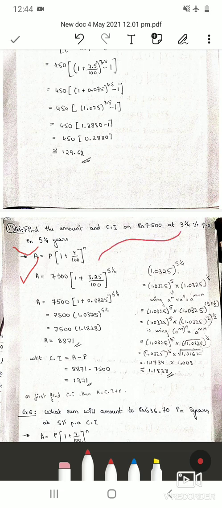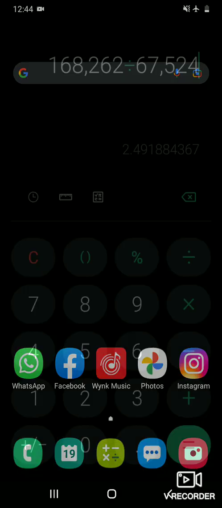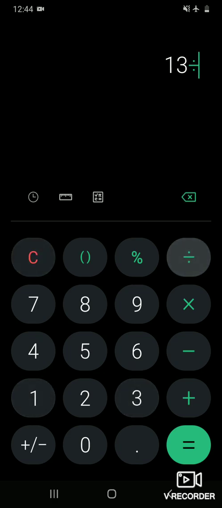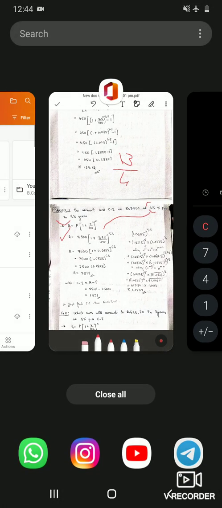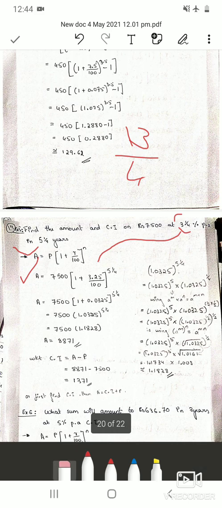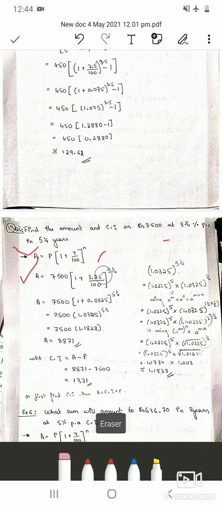I hope you guys know how to convert a mixed fraction into a decimal. So multiply these two, which is 3 4s are 12. So 12 plus 1 is 13 by 4. So when you do it in your calculator, 13 by 4 is 3.25. So that's how you convert mixed fractions into decimals.